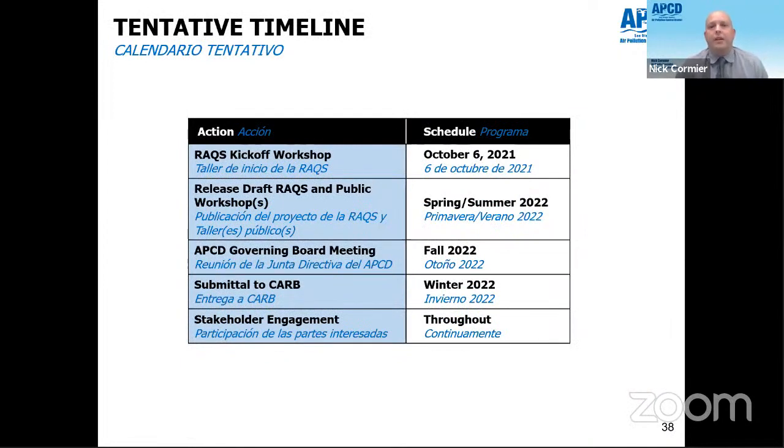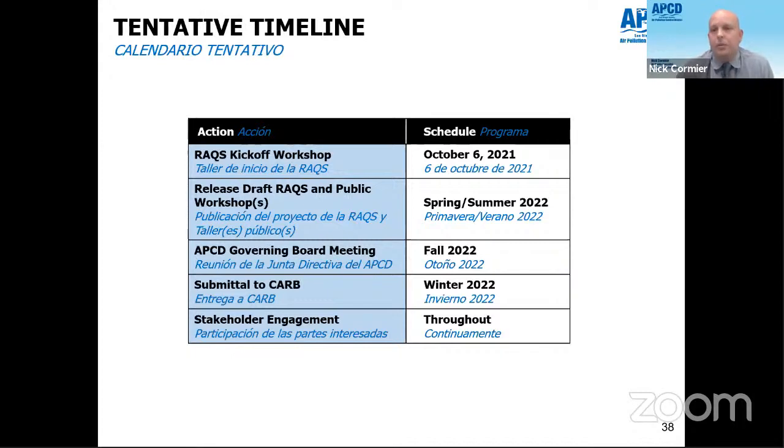Here's a tentative timeline APCD has for developing the new RAQS revision. Today is the initial kickoff workshop to get your feedback and suggestions before diving into the development and reshaping of the document. Our next milestone after today's workshop will be working towards releasing a draft of the new RAQS revision sometime in the spring or summer of next year.